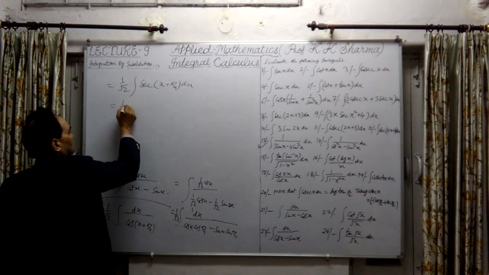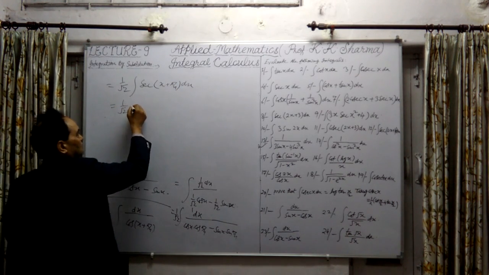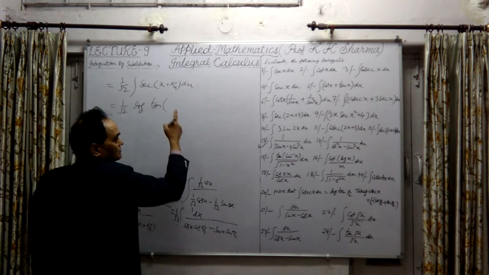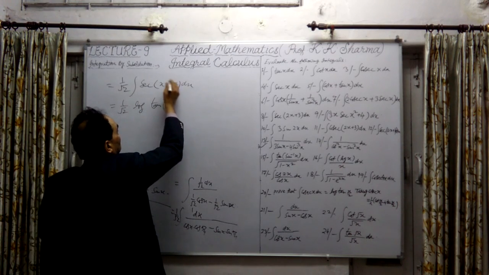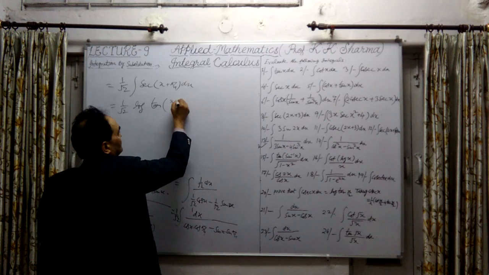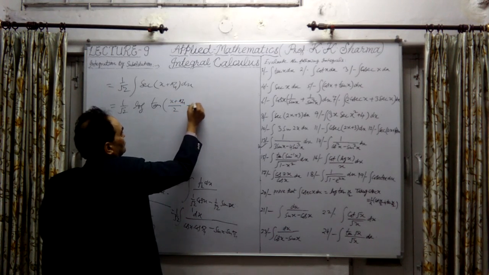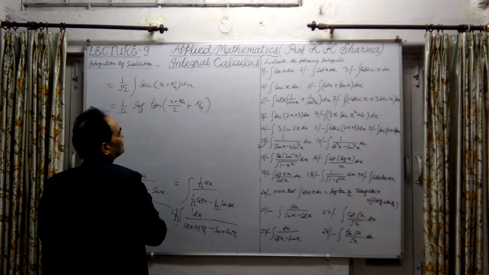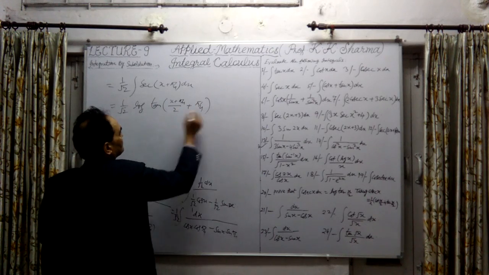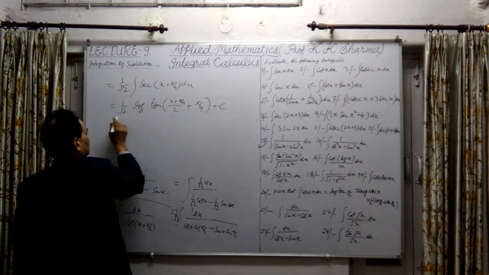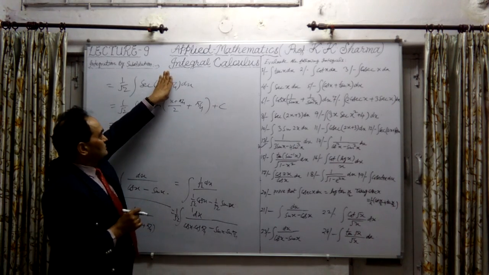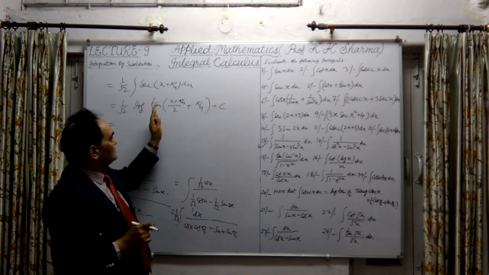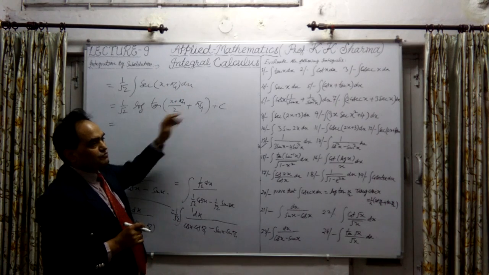Now we know that what is integration of secant x? It is log of, we write it in tan form. It will be tan of this upon 2 plus pi by 4. Whatever angle is there, this is x plus pi by 4 upon 2 plus pi by 4 we take here, plus the constant of integration. Try to understand, whatever angle is here, that angle is divided by 2 plus pi by 4 we write, because it is tan of x by 2 plus pi by 4.